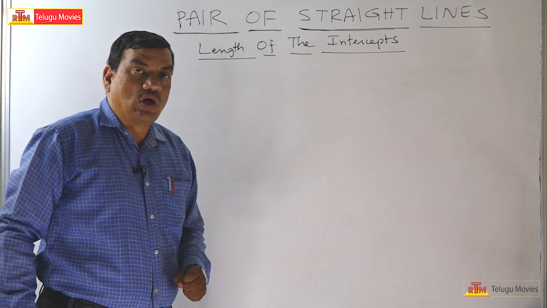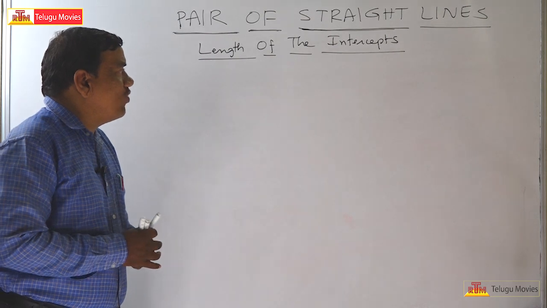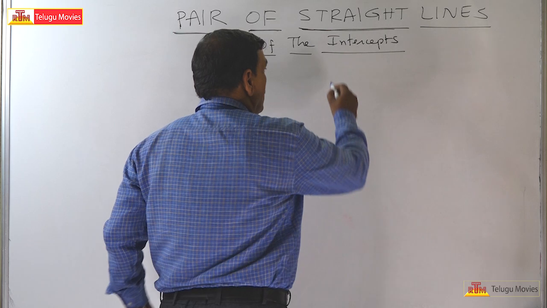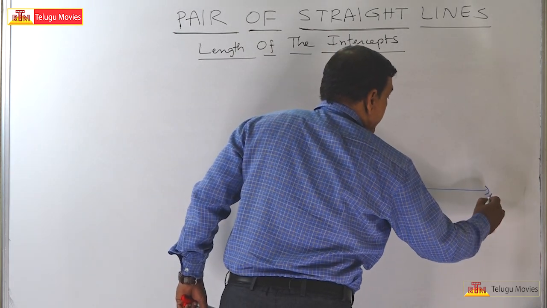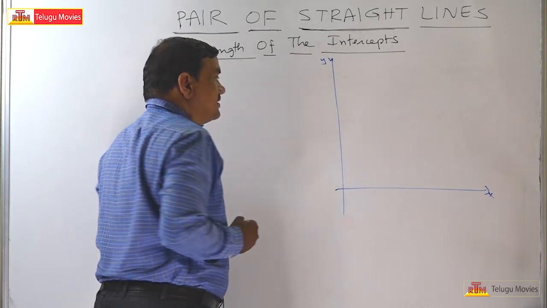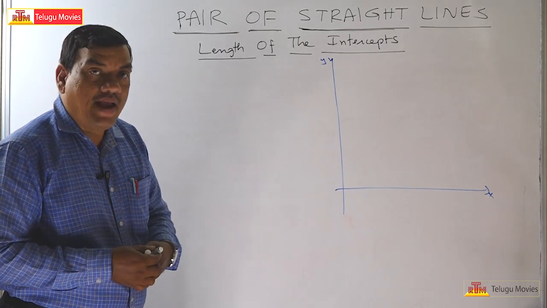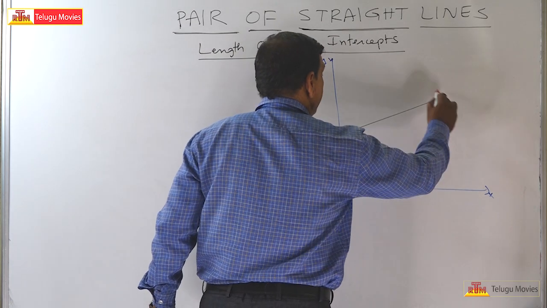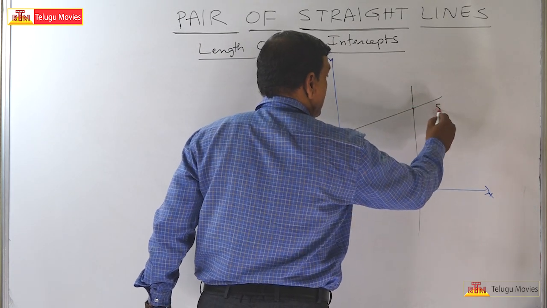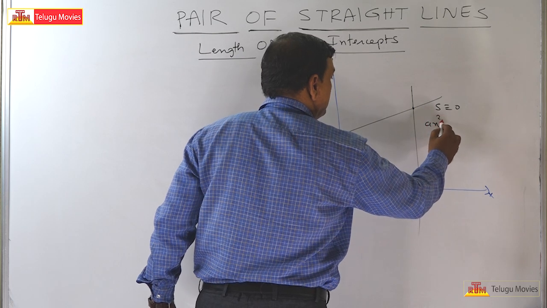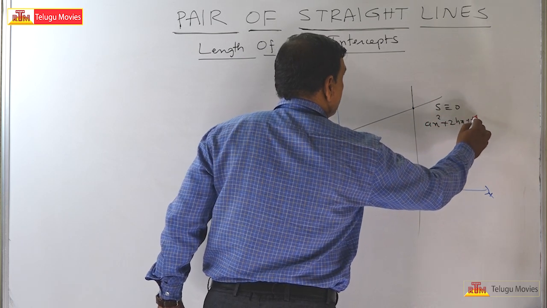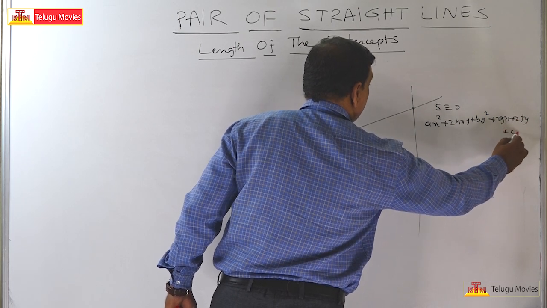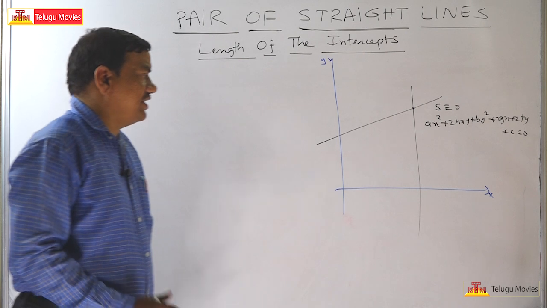Welcome back. This concept is the length of the intercepts. What is meant by the length of the intercept? Let us see this. Here we have the x axis and y axis. Let us consider a pair of lines S is equal to 0, which intersects. S is equal to 0 means ax square plus 2hxy plus by square plus 2gx plus 2fy plus c is equal to 0, unless otherwise stated.